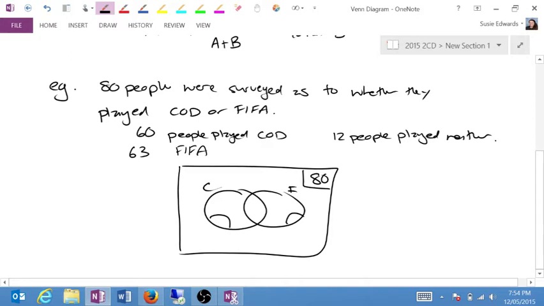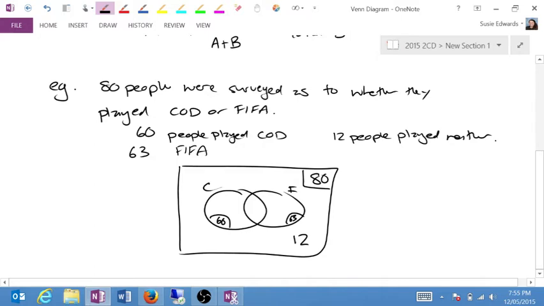So from this information we need to put it into our Venn diagram. The 60 people who played Call of Duty goes in the bubble. It doesn't go in the Call of Duty only. We don't know if they just played Call of Duty or if they did both. Then 63 people played FIFA, so that goes in there. And 12 people played neither, goes out there. Now, you'll notice that the numbers don't add up. It says 80 and we've got a whole heap of different numbers there.